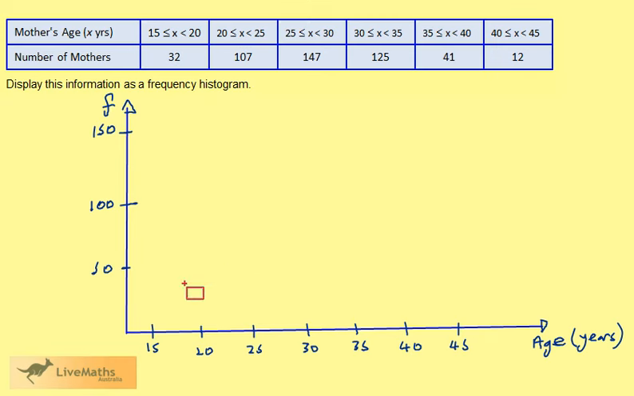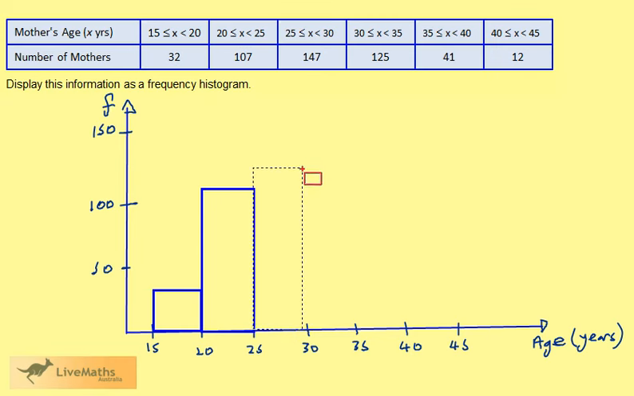So we have 32 from 15 to 20. So I'm just going to judge that that rectangle's about that high, but you'd be able to do it accurately. Then from 20 to 25 we have 107, so that's, say, there. Then 147 from 25 to 30, so that's like that.